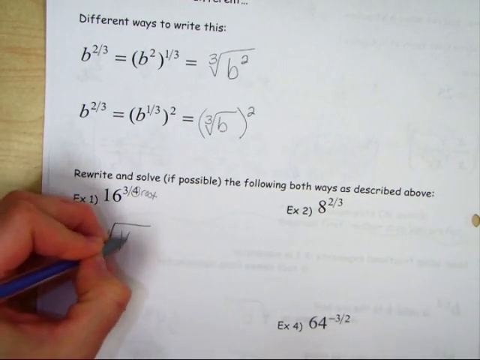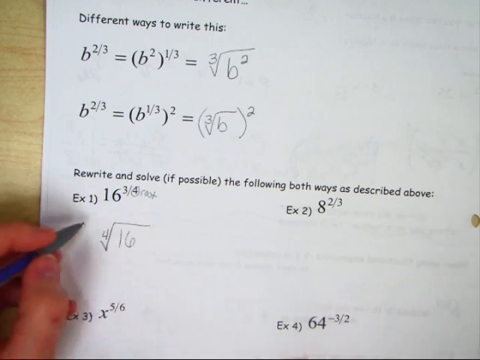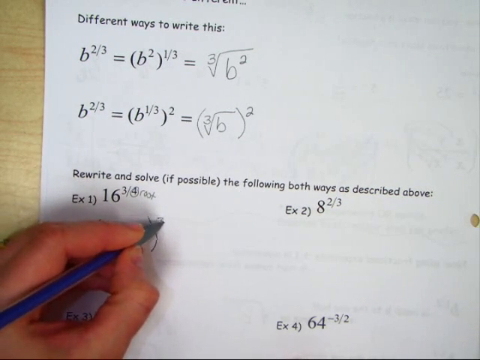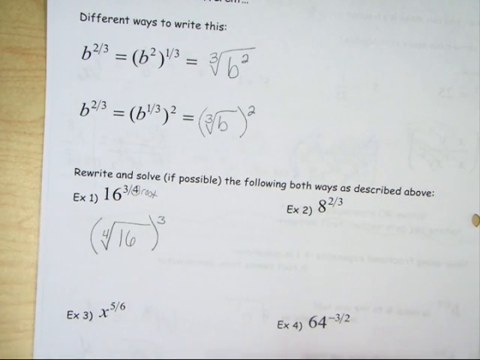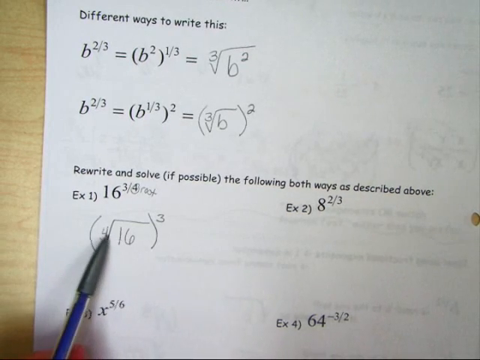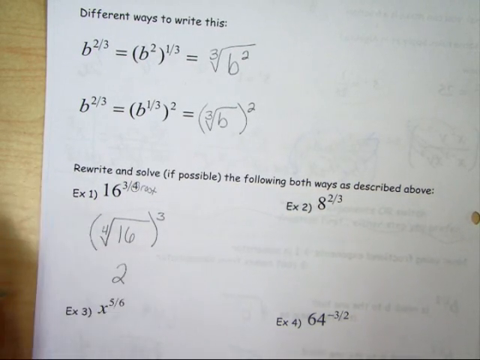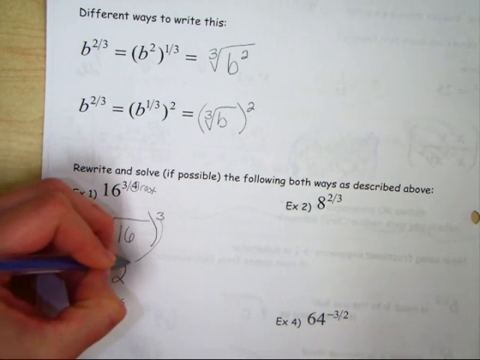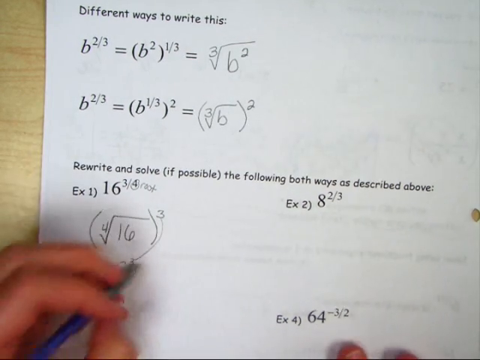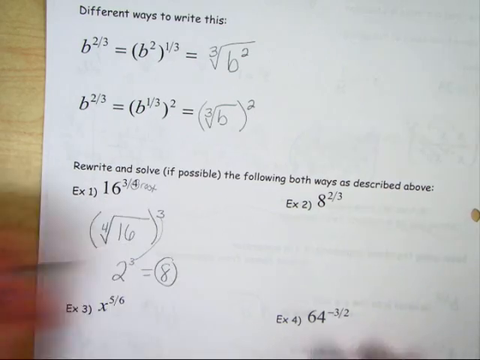Let's put the big base 16 inside. And then let's put parentheses around that and cube it. Now why would I want to do it this way? Because I know that the 4th root of 16 is just 2. And then the cube travels down and I get 2 cubed is 8.